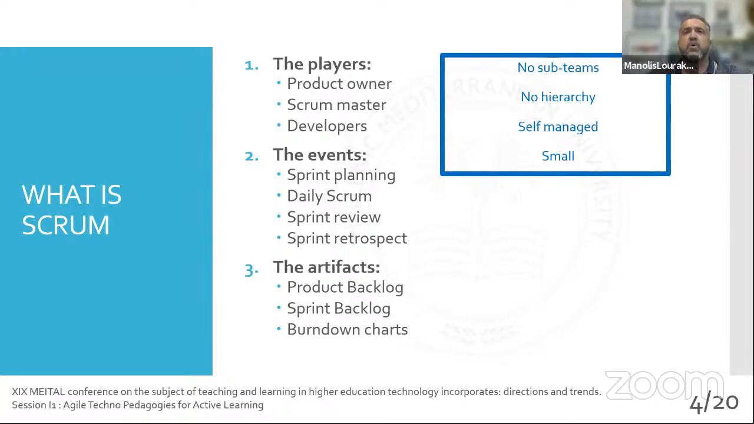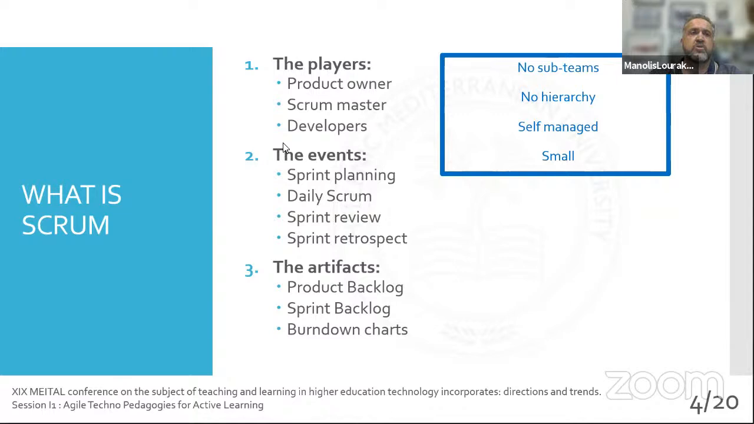The intriguing part of Scrum is that, in what you see here in the blue box, there is no leader in the teams. The teams are self-managed, they are kept small in size, and there is no hierarchy. So everybody has to work with everybody in order for the team to succeed.